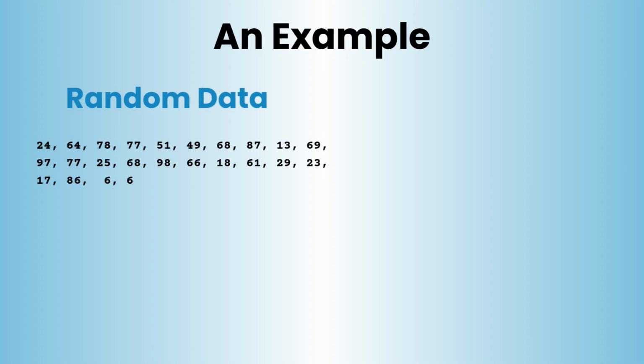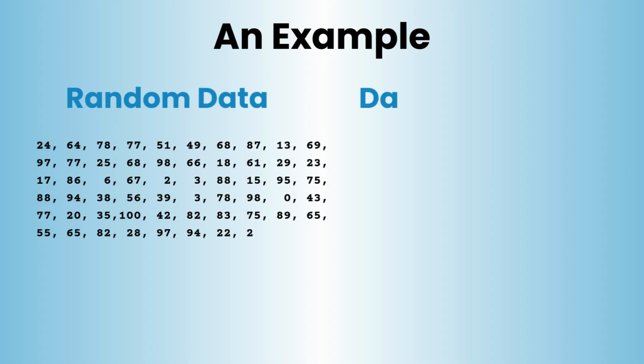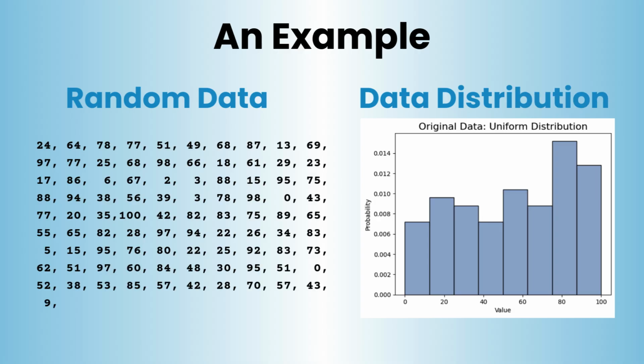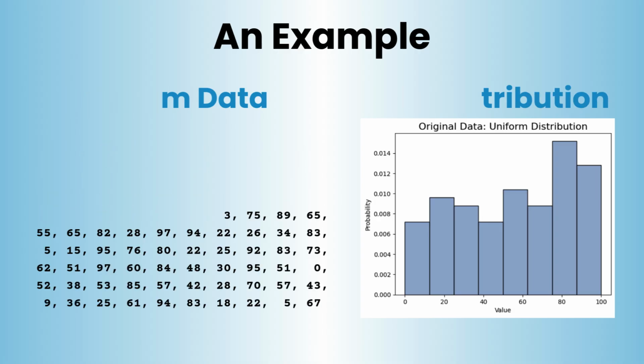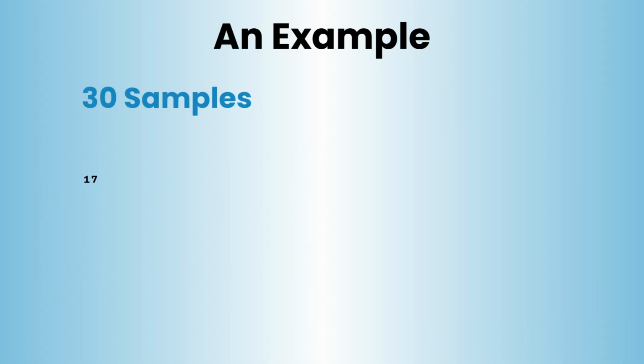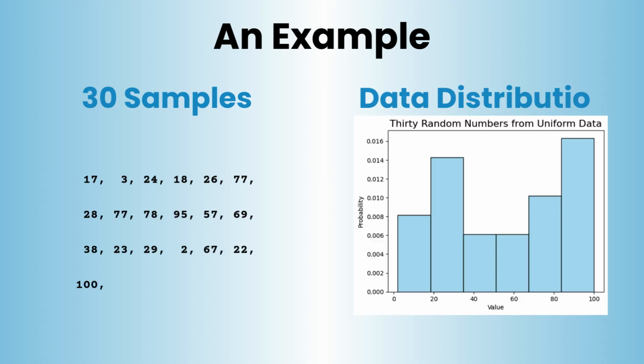Let's take a look at an example by taking 100 random numbers between 1 and 100. The data is randomly distributed, and when plotted on a graph, it almost appears like a rectangle. Let's extract 30 random samples from this data and plot this again on the graph. There is not much difference when compared to the original distribution.